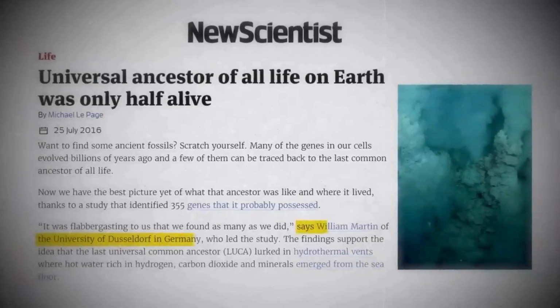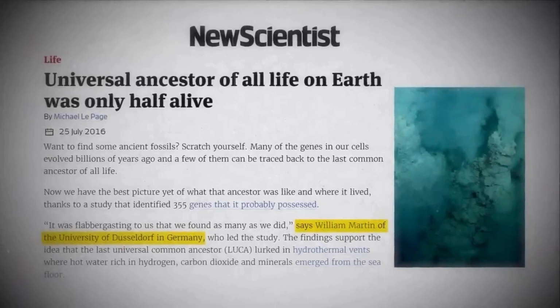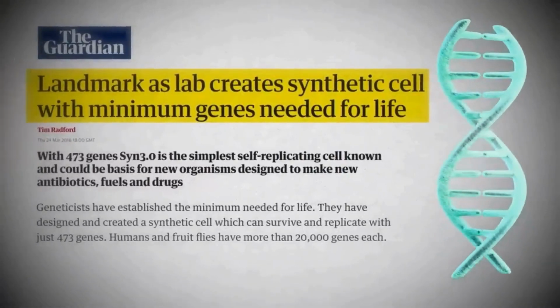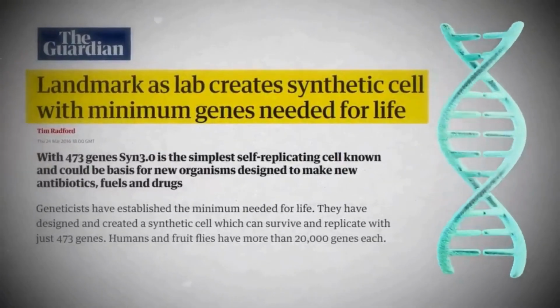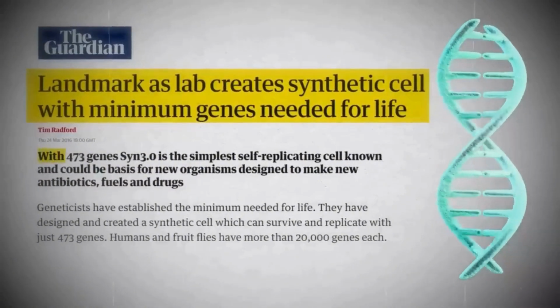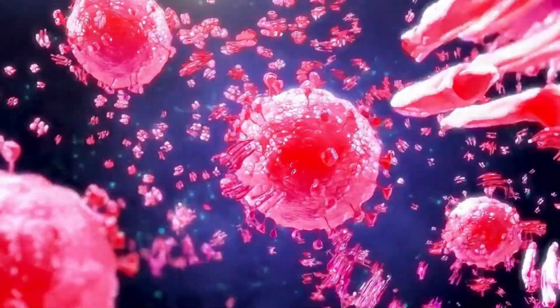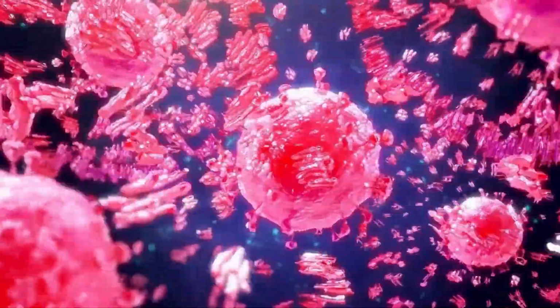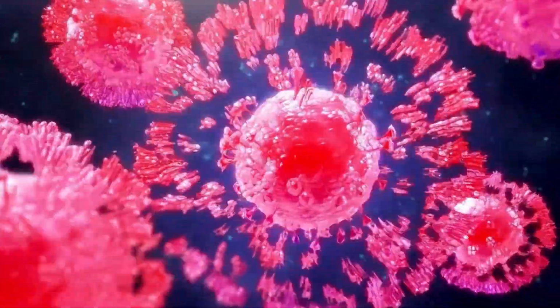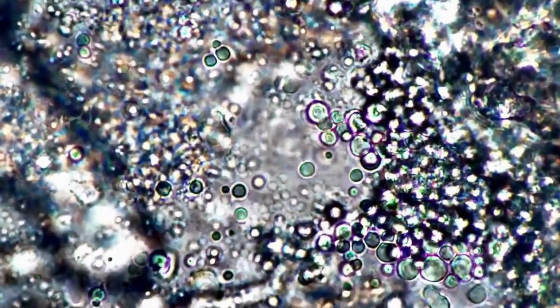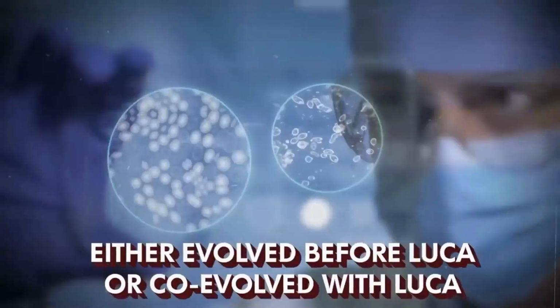But this is a very new discovery. Scientists discovered this in July 2016. William Martin of the University of Düsseldorf made this discovery. Four months before this discovery, scientists created the smallest synthetic cell that can survive and reproduce on its own in a laboratory. There are 473 genes in the synthetic cell, but in LUCA there were 355, fewer than in the synthetic cell. That's why LUCA is classified as half alive.